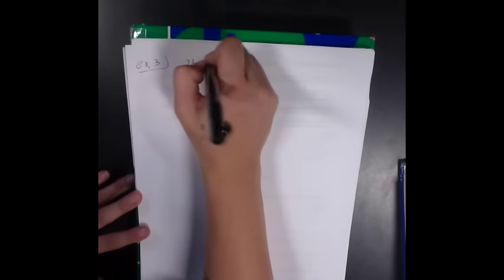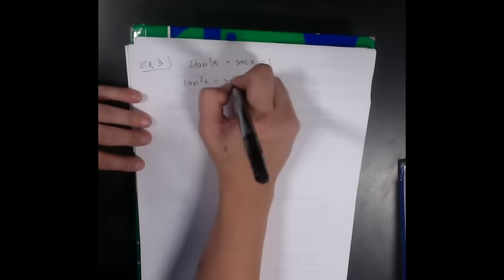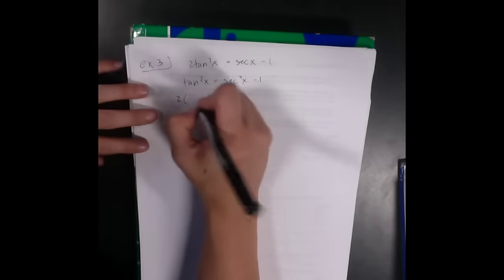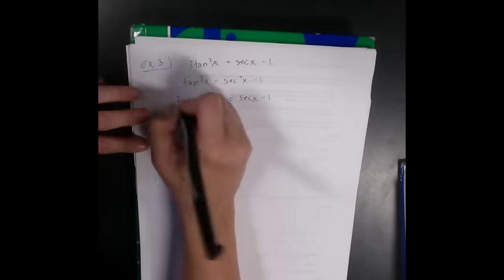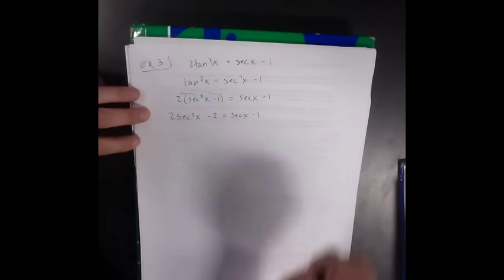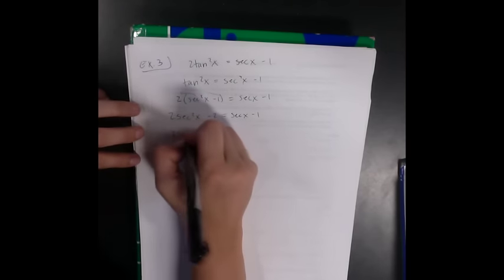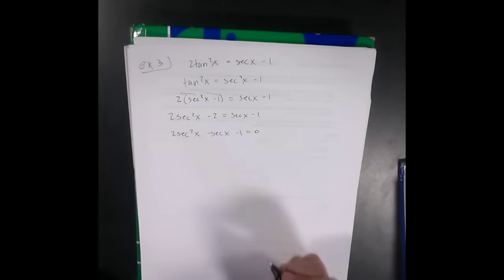We have 2 tangent squared of x equals the secant of x minus 1. Again, you have two trig functions, so you need to get it down to 1 by using a trig identity. I'm going to use the trig identity that we used before, saying the tangent squared of x is the secant squared of x minus 1. So I will have 2 times the secant squared of x minus 1 equals the secant of x minus 1. Distribute my 2. So 2 secant squared of x minus 2 equals secant of x minus 1. Get everything on one side. So 2 secant squared of x minus secant x minus 1 equals 0.